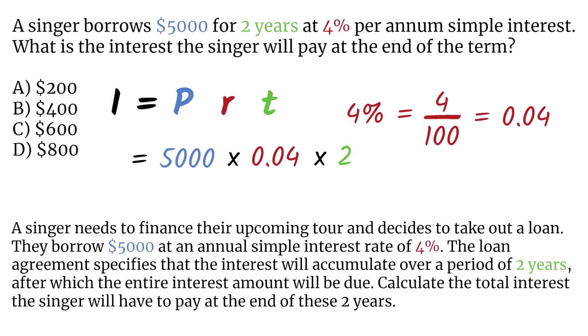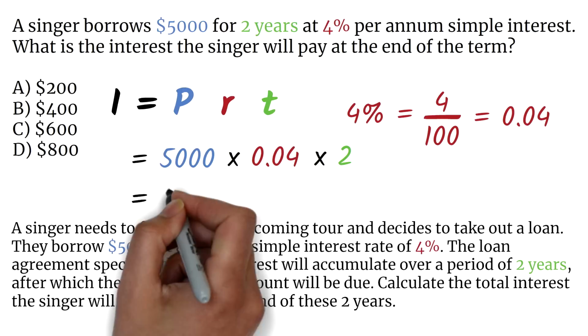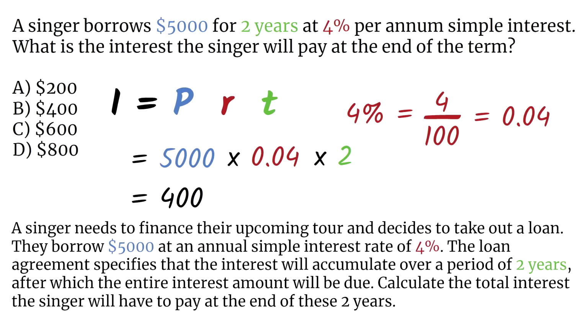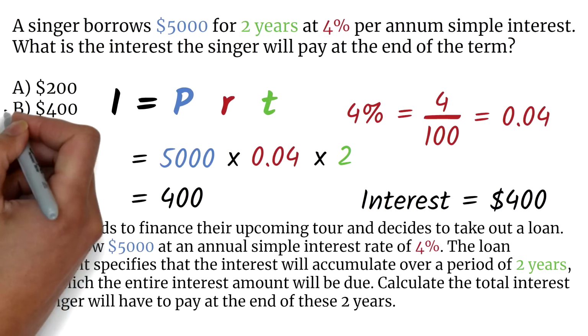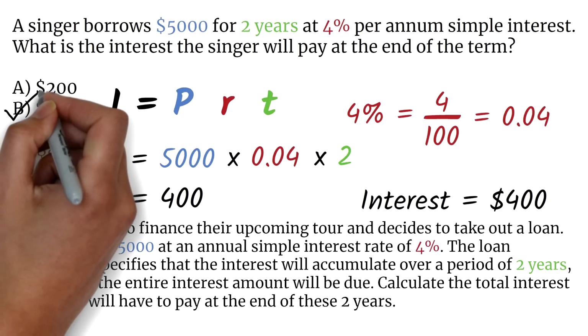We compute this on the calculator. 5,000 times 0.04 times 2 to get 400. So the interest the singer will pay is $400. The correct answer is therefore B, $400.